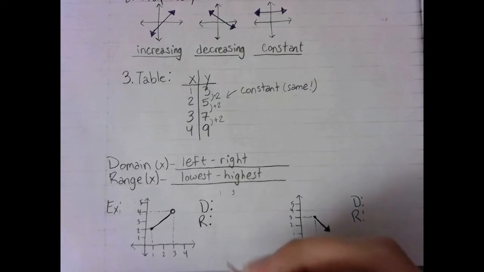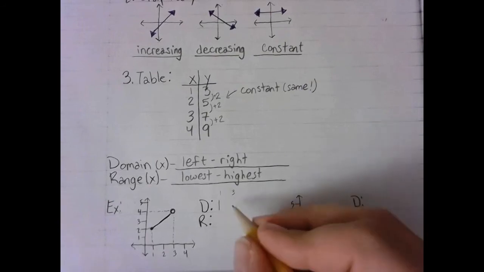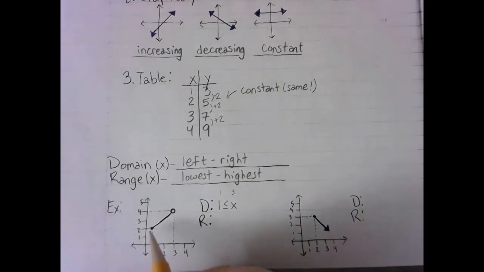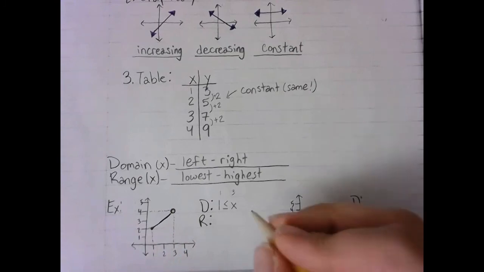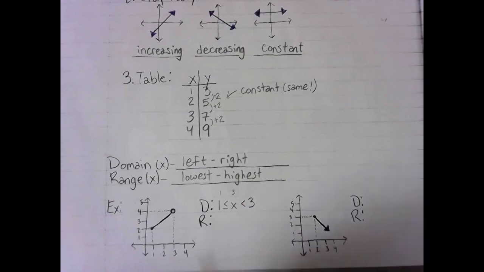And here's how we're going to write this. 1 is our smallest number in the domain, and it's going to be less than or equal to x. So remember our number line, if it's less than or equal to, you have a dot, but if it's not equal to, we had an open dot, right? So x has got to be less than 3. So notice our domain, x can be equal to 1, but it's got to be less than 3, it cannot be equal to 3 because we have an open dot.